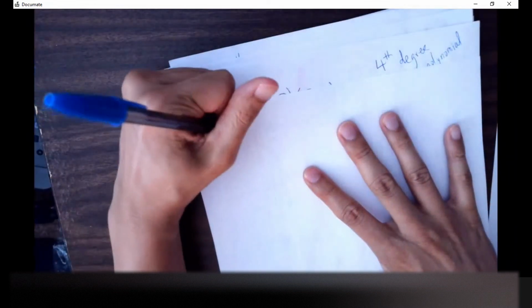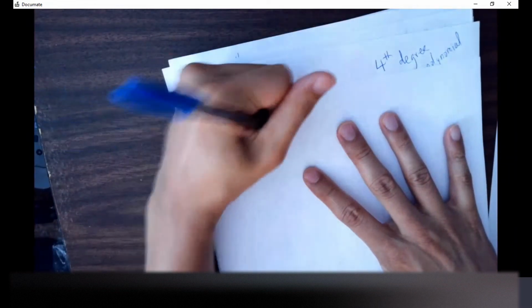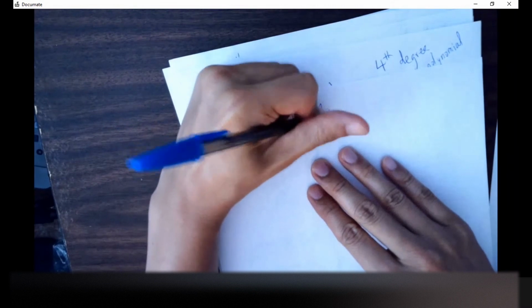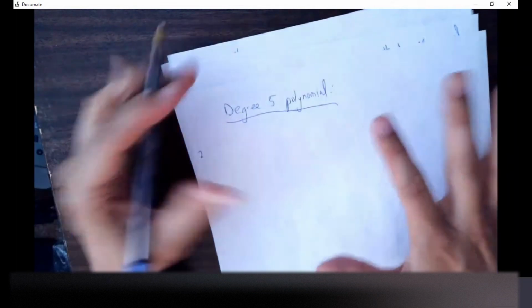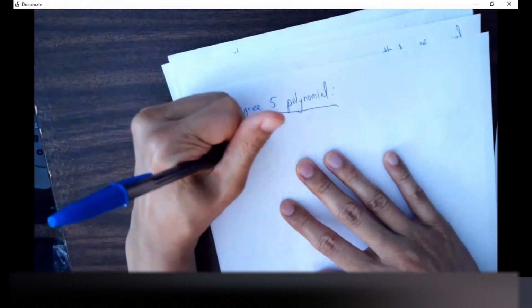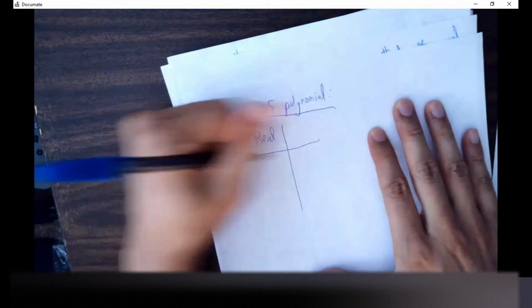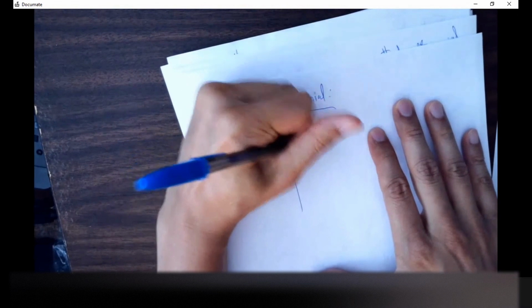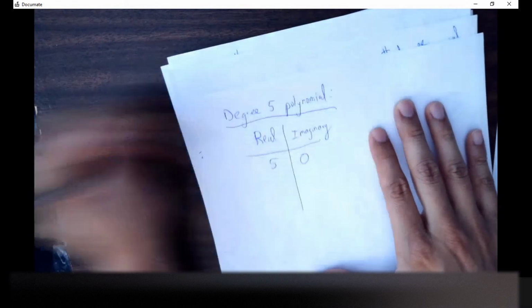Okay, let me ask you this. Last question. If I had a degree 5 polynomial, what are the possible combinations of the number of real versus imaginary? It could be 5 real and 0 imaginary. Okay, that's one option. What's another option?